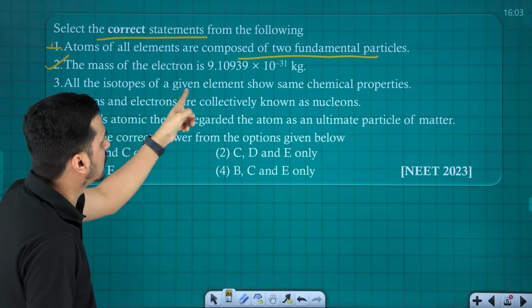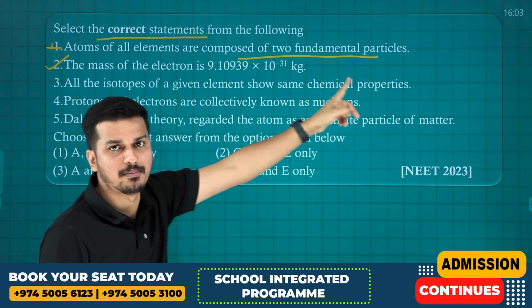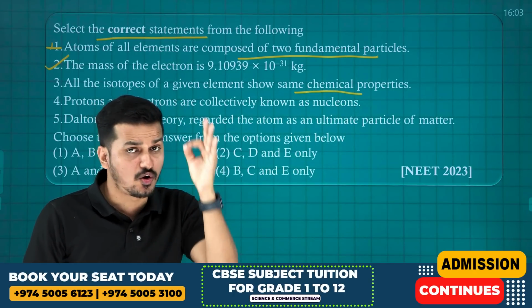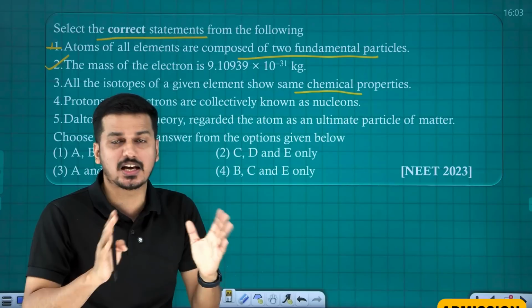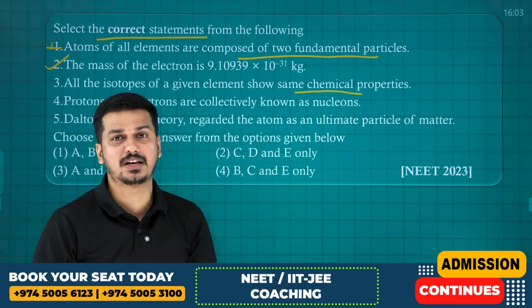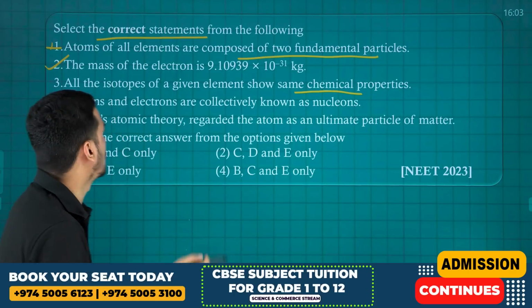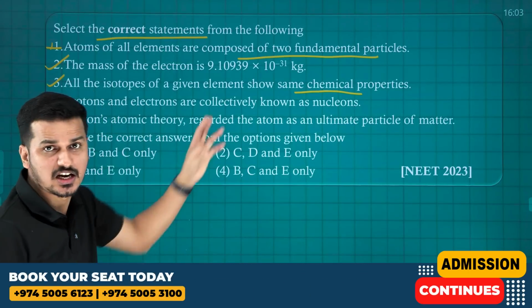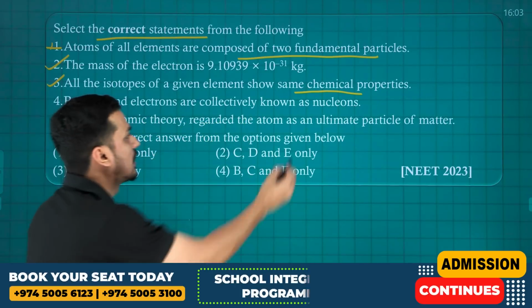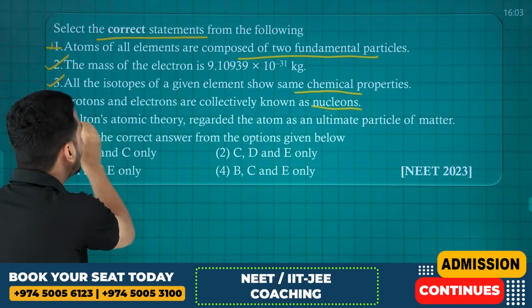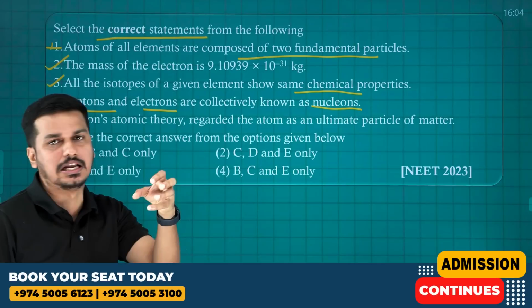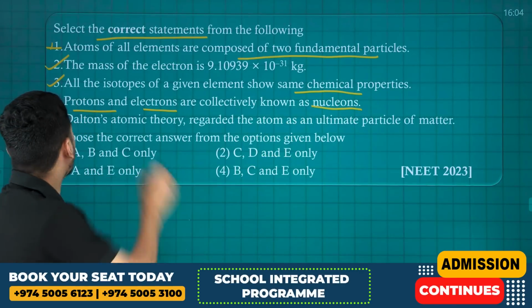Then, all the isotopes of given elements show the same chemical property. Yes, exactly. Because the properties of elements depend on their atomic number. All the properties depend on the atomic number; that is the modern periodic law. So this statement is also correct. What about the next one? Fourth: protons and electrons are collectively known as nucleons. Wrong. Why? Protons and neutrons belong to the nucleus, that's why they are called nucleons. So this statement is wrong.